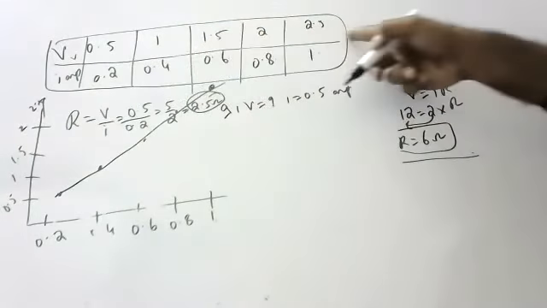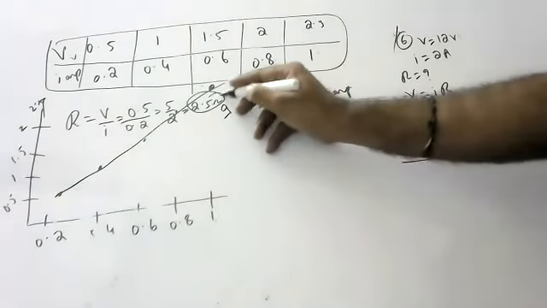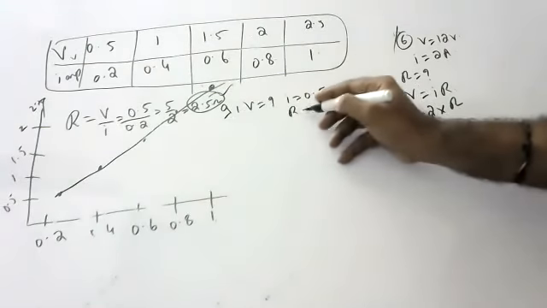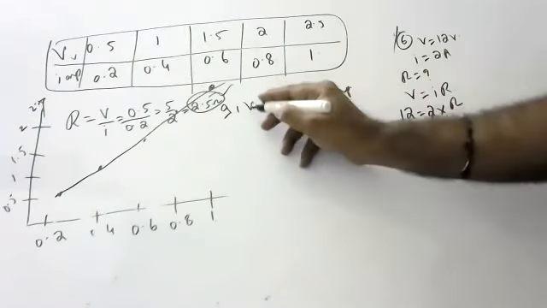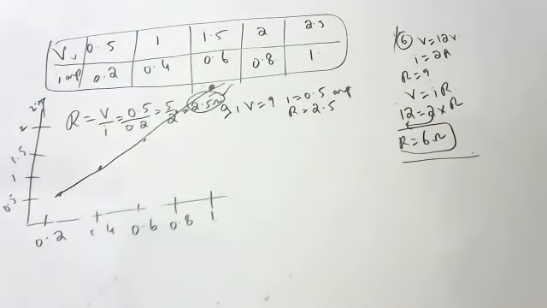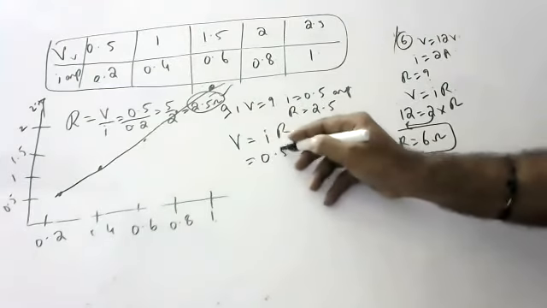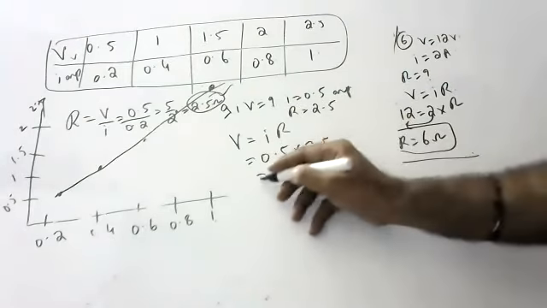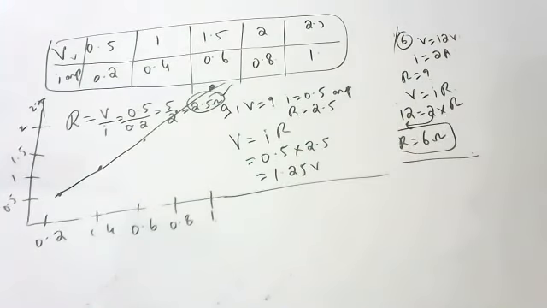Resistance is 2.5 only because it is constant, children. Now resistance is 2.5, you got it from the graph. He's asking potential when current is 0.5. So V is equal to IR, 0.5 into 2.5, 1.25 volt. So this is the first question.